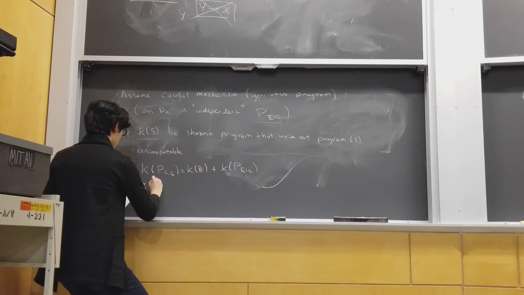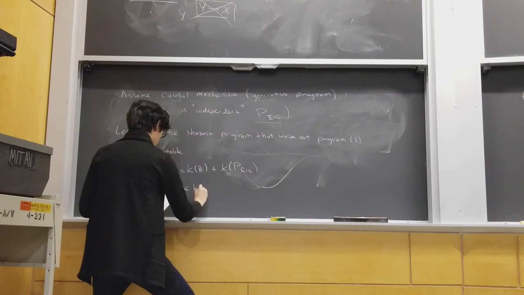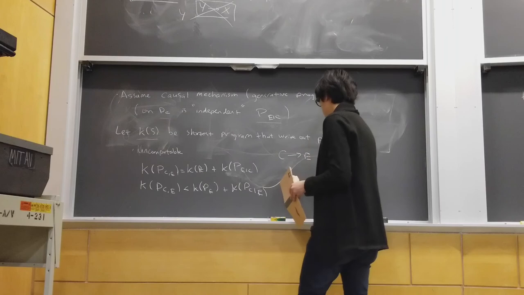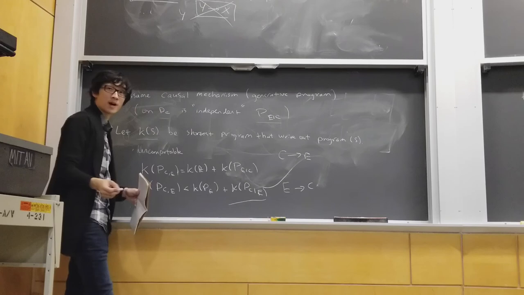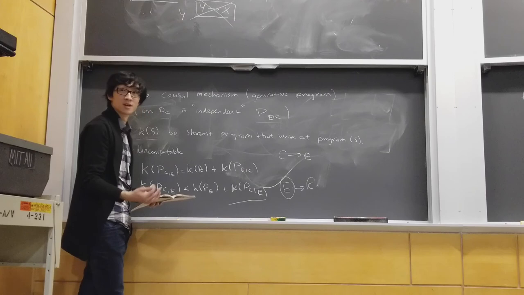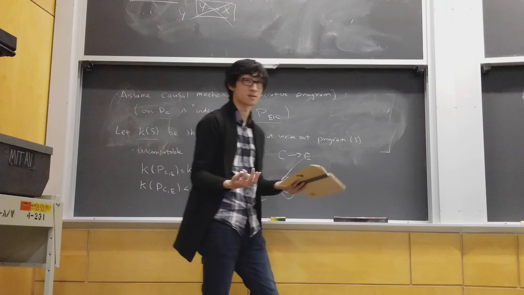In contrast, here we have cause going to effect, and here we're trying to model effect going to cause. You want to describe in a computer program how your causes are arising from your effects. And your shortest compression of this program is not going to be as short as doing it in the correct causal direction. So that's one idea to play about. That's all I wanted to say about that topic.